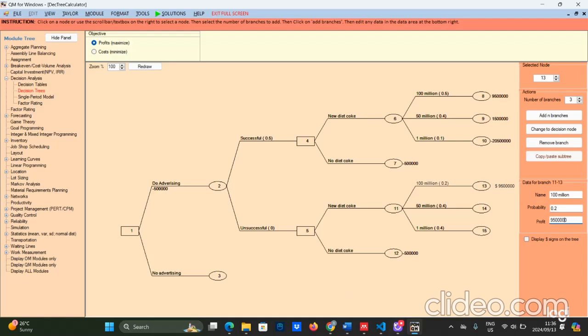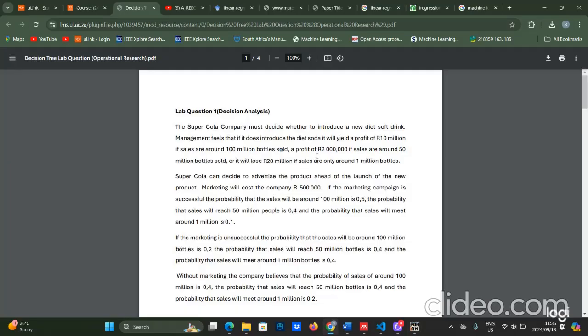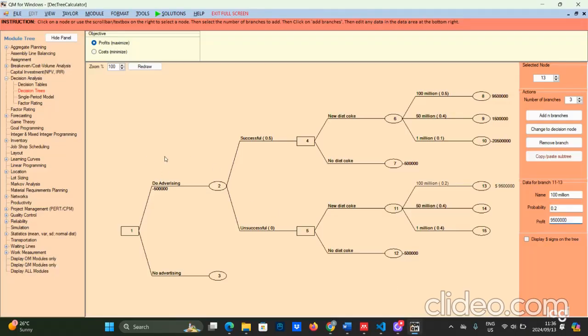And then here, if they sell 50 million bottles, the expected profit that they're supposed to make is 2 million. But since they've already spent the 500,000 on marketing as well, the expected profit that they're supposed to make here will be 1.5 million.